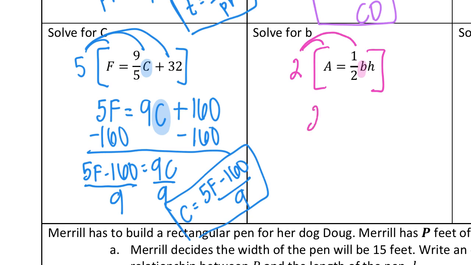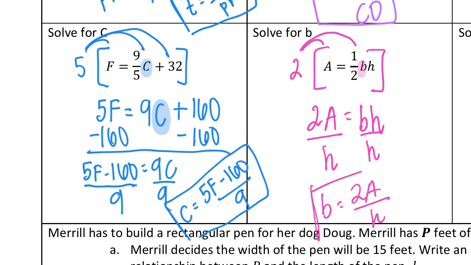2 times a is 2a. Now, even though it looks like 3 separate pieces over here, all of these are being multiplied. So that 2, when it multiplies by the 1/2, is 1bh. So you're just left with bh. In your final step, to solve for b, you would divide by h and get b equals 2a over h.